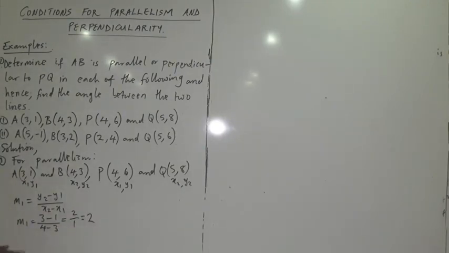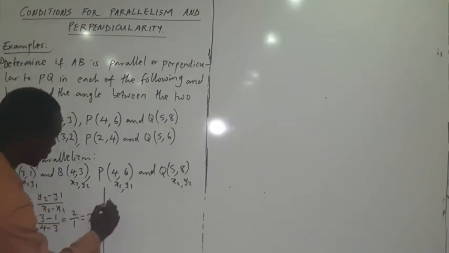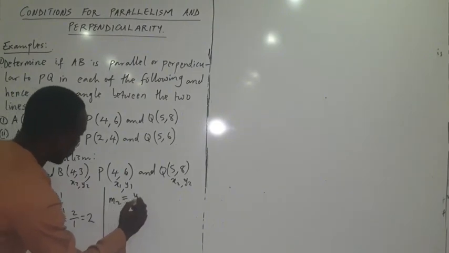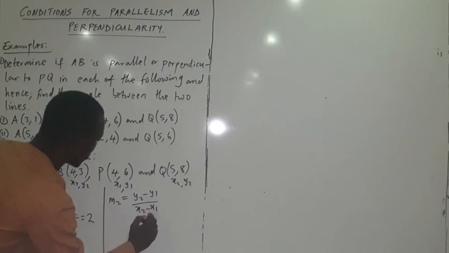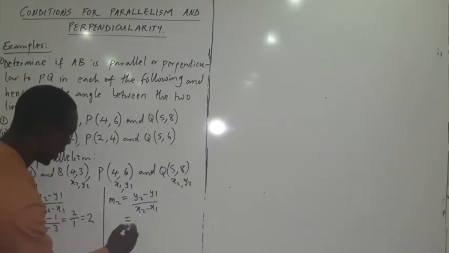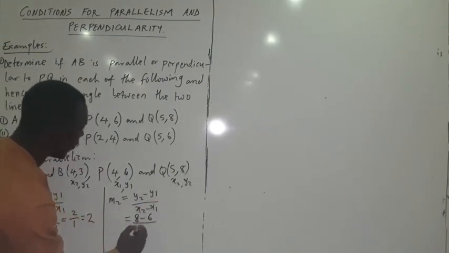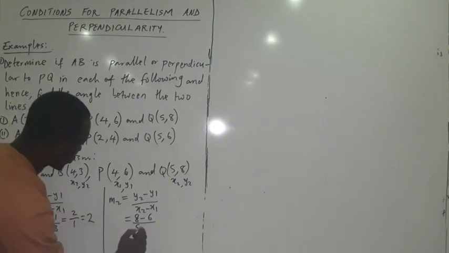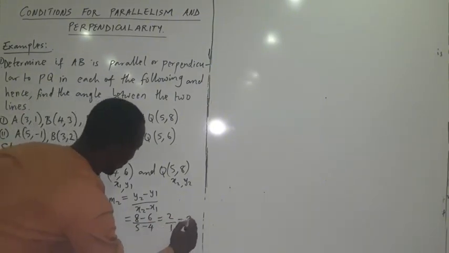So M1 is 2. Then the second gradient, M2, from line PQ, equals y2 minus y1 all over x2 minus x1, which is the gradient formula. From there, we have y2 being 8 minus y1 6, all over x2 5 minus x1 4, which is 2 over 1.